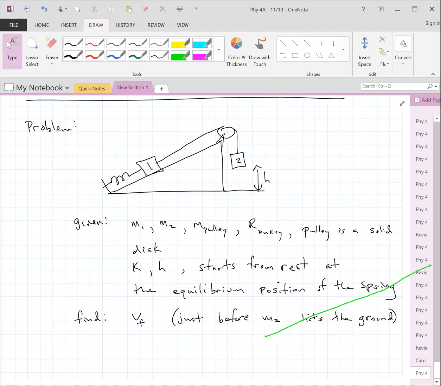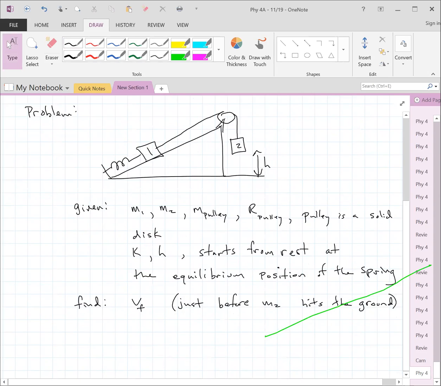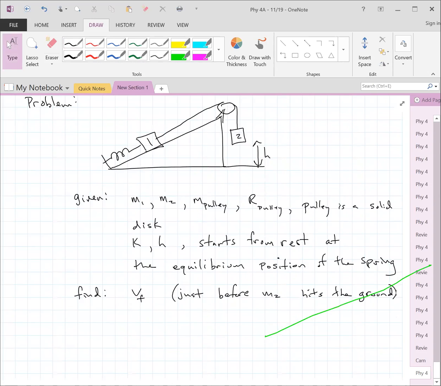Next, we're going to do the same problem again, but we're going to look for the acceleration. If you're looking for acceleration or tension in the string or something like that, that's forces and masses and accelerations. Think F equals ma, Newton's law. If you're looking for a final velocity, then energy is probably a more straightforward approach. So we will use energy.